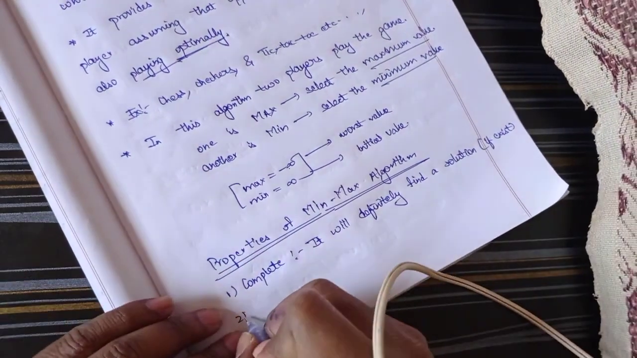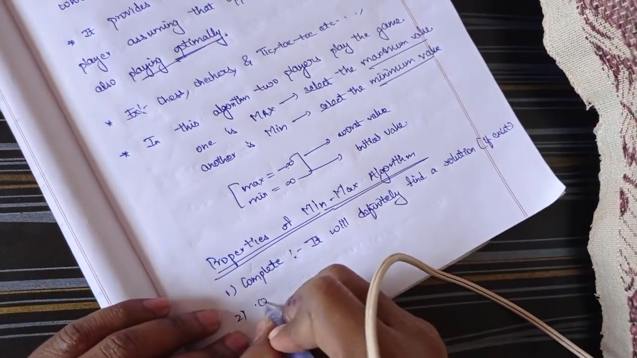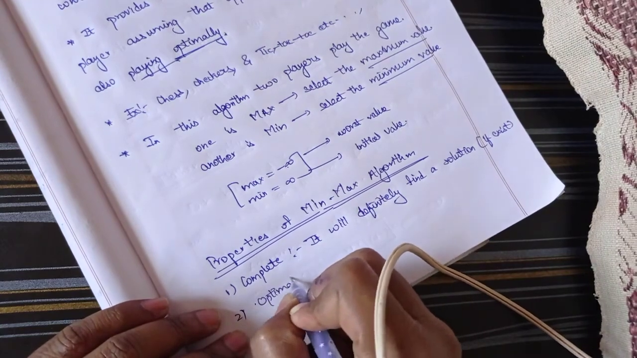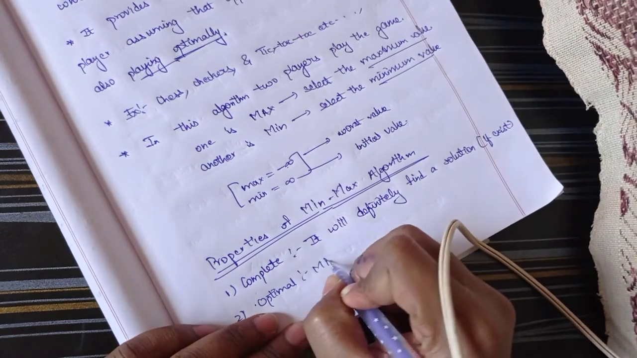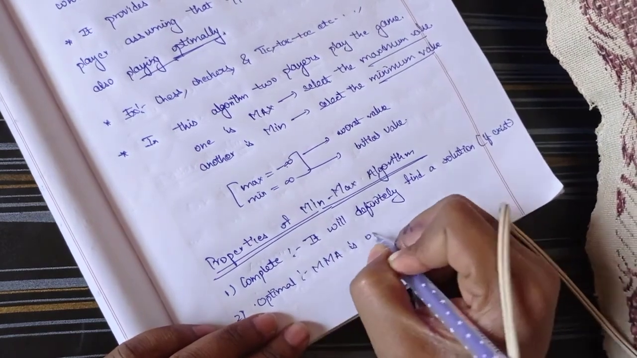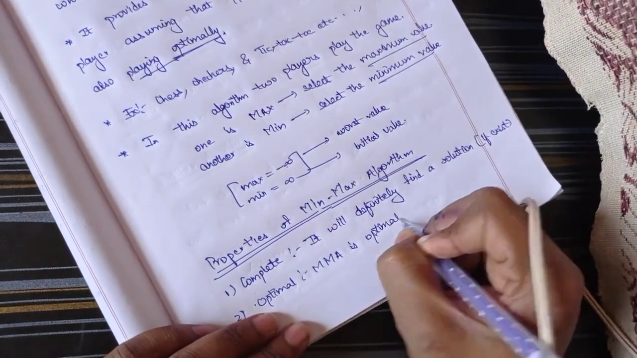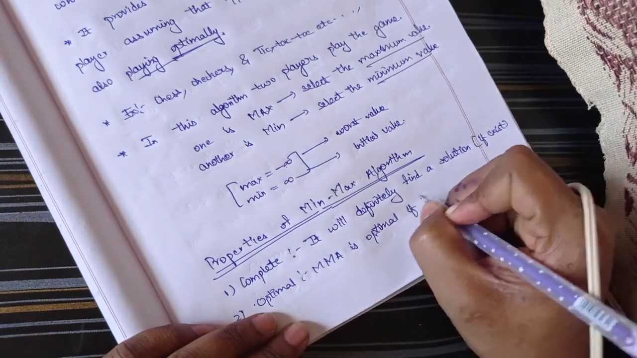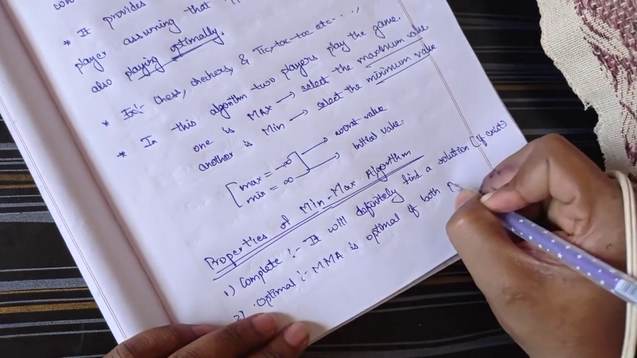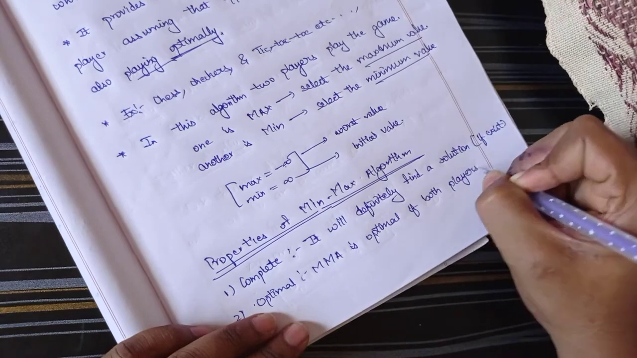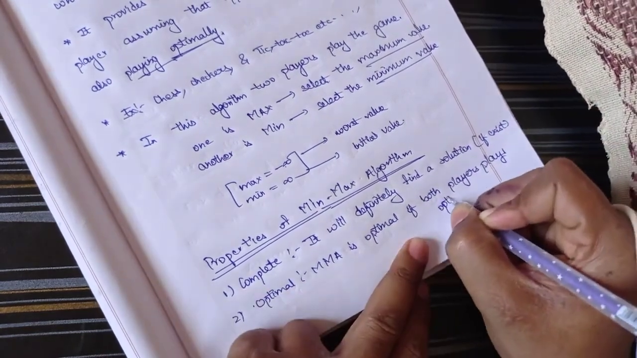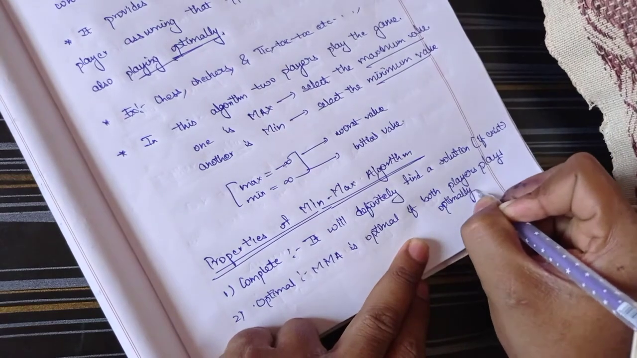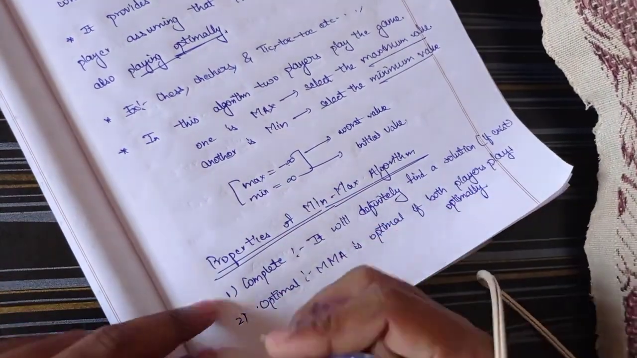So the second one, what is the second property I have told? It is optimal, because each player will be playing optimally to get a win or loss. So the min max algorithm is optimal. Why? Because both players play optimally, so they will be playing optimally to get a win or loss.